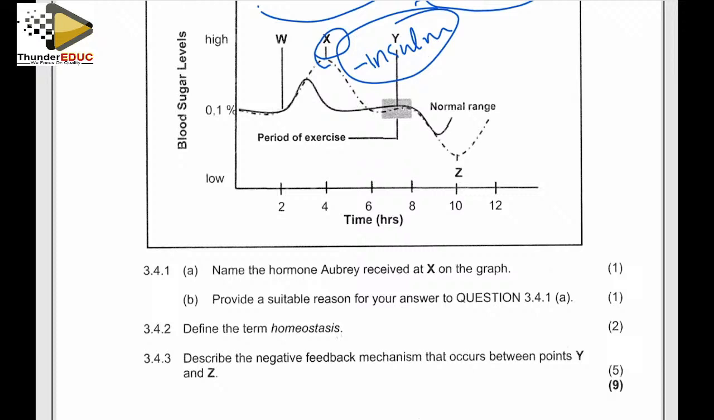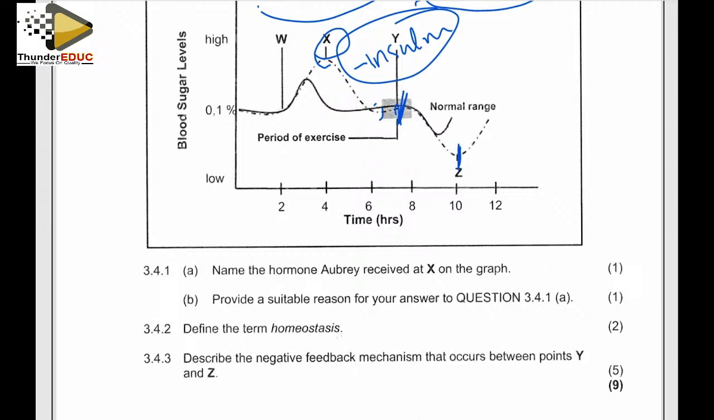The level of glucose was high, therefore when you introduced insulin, insulin stimulates the conversion of glucose into glycogen, and then the level of glucose dropped or went back to normal. Then they're saying describe what is homeostasis. This is keeping the internal environment within normal limits or constant. Describe the negative feedback mechanism that occur between point Y and Z.